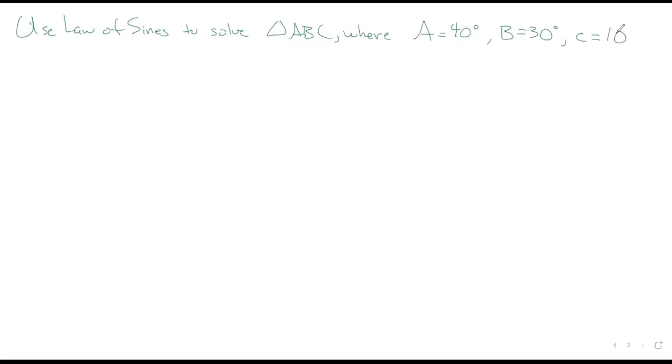So we're going to use law of sines to solve triangle ABC, where angle A, let's say, is 40 degrees, angle B is 30 degrees, and side c, the side included in that angle, is going to be, let's say, 10.